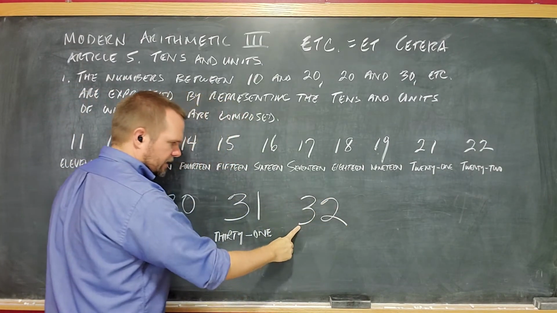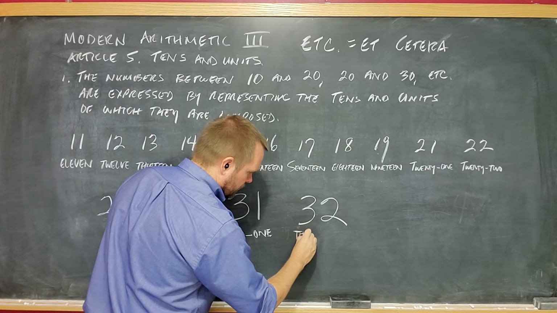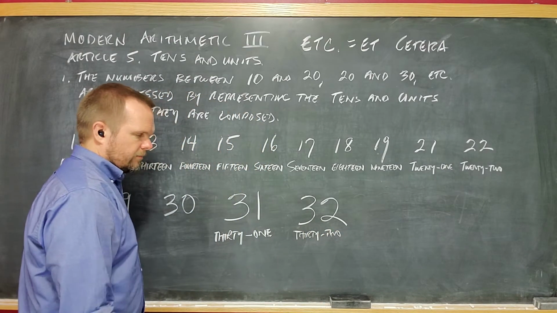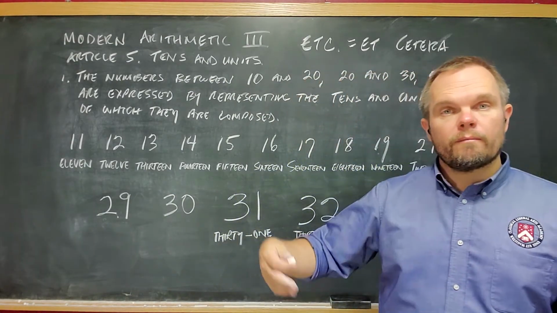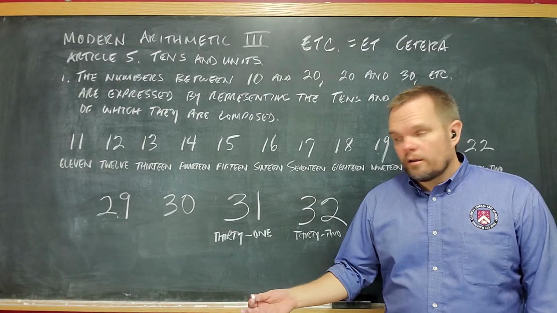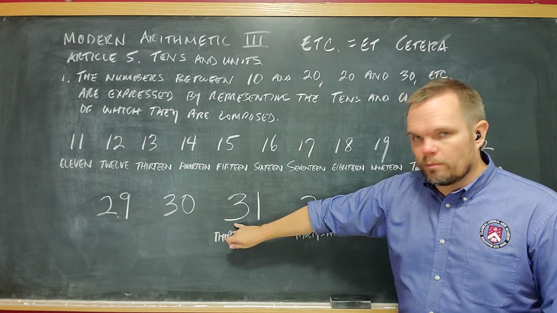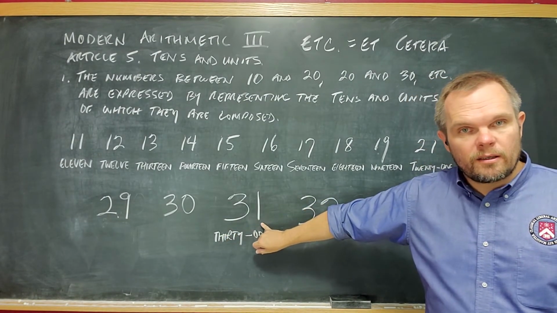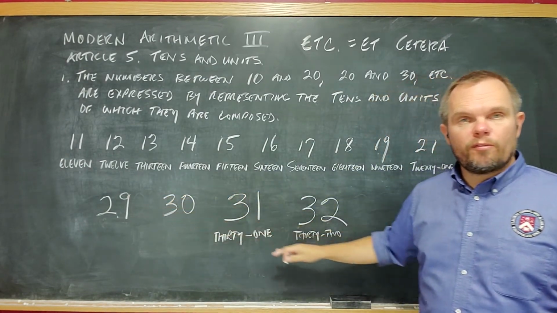If we want to write 1 more, we write 3 tens and 2 units. And that makes 32. And we go on, 33, 34, 35, all the way up to 40. So now, if you understand this, if you simply write the number of tens and the number of units, you should be able to write any number from 1 up to 40.